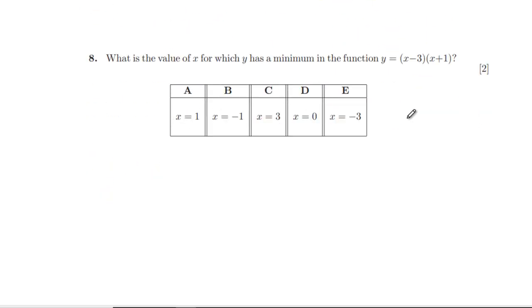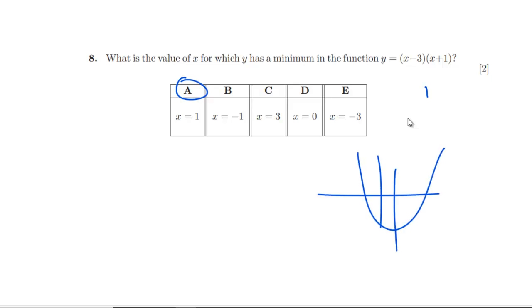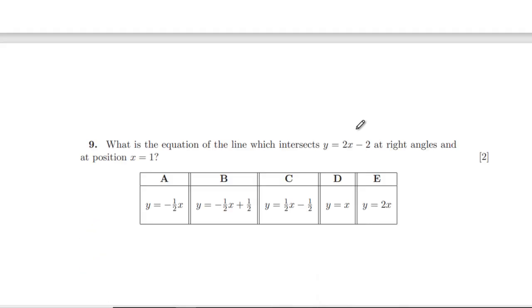What is the value of x for which y has a minimum in this function? Right, so it's a positive quadratic and the minimum is going to be halfway between the roots, which is halfway between 3 and minus 1. So it's going to be at 1, which is A. You always get that with quadratics. We've got minus 1 and 3, so that's got to be at 1. So that was a pretty easy one.